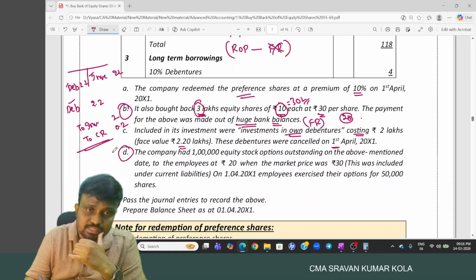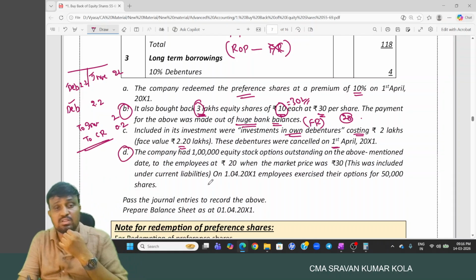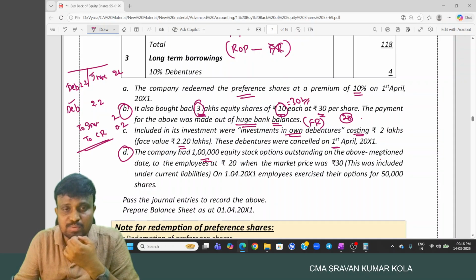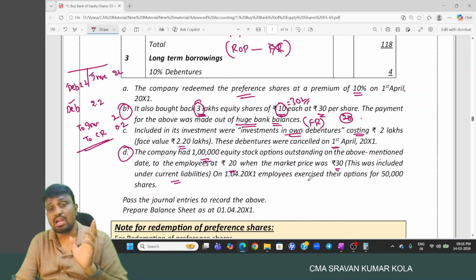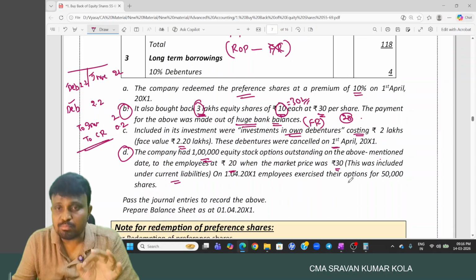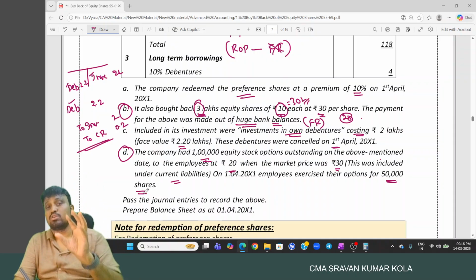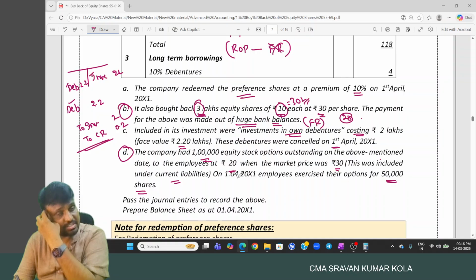Okay. And the last one: the company had 1 lakh equity stock options outstanding on the above-mentioned date, offered to the employees at 20 rupees when the market price was 30. This was included under current liabilities. And on 1/4/20X1, employees exercised their option for 50,000 shares, and we have to write the entries for the number of shares exercised.